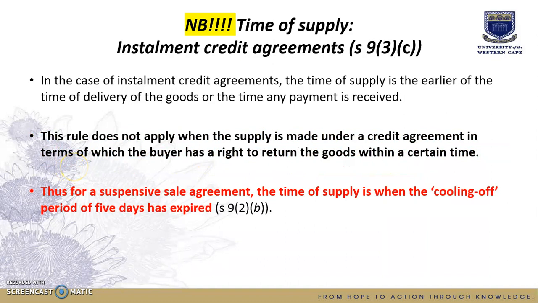Okay, very important. Time of supply is very important with installment credit agreements. In the case of an installment credit agreement, the time of supply is the earlier of the time of delivery of the goods or the time any payment is received. This rule does not apply when the supply is made under a credit agreement, in terms of which the buyer has a right to return the goods within a certain time. Therefore, for a suspensive sale agreement, the time of supply is when the cooling off period of 5 days has expired. So I can only recognize the suspensive sale agreement in terms of input tax after the cooling off period has expired.